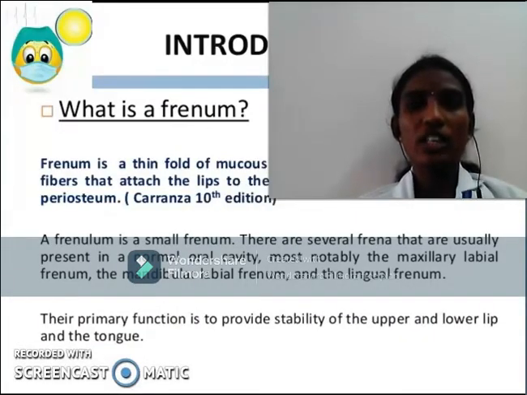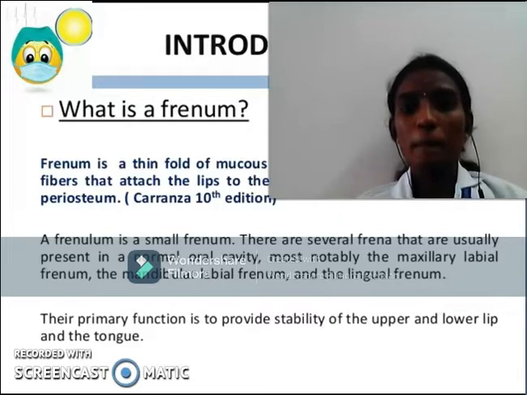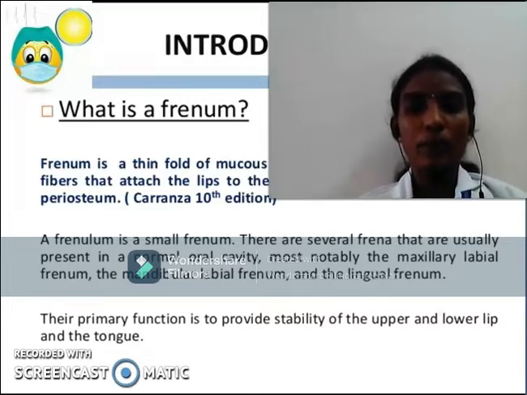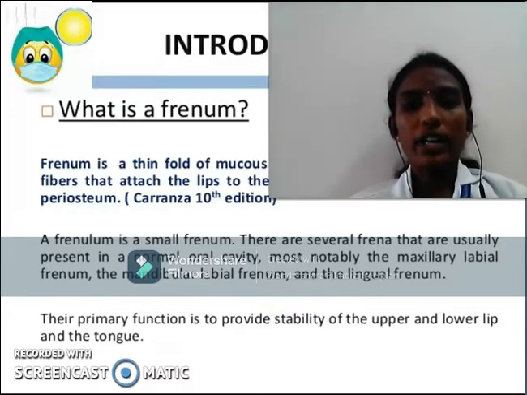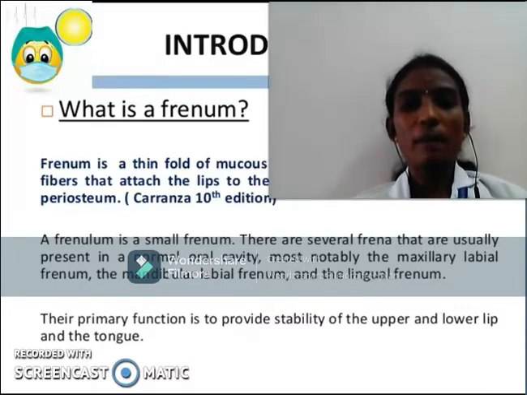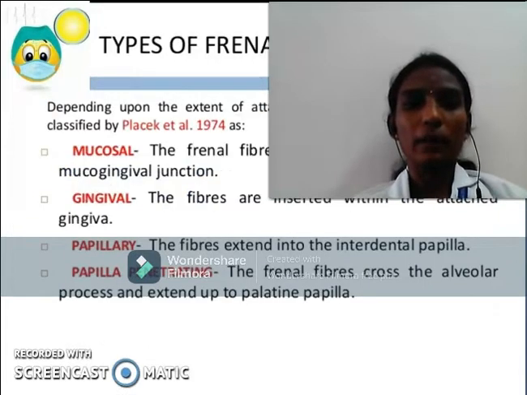What is a frenum? A frenum is a fold of mucous membrane with enclosed muscle fibers, attached from the lip to the alveolar mucosa and periosteum. A frenulum is a small frenum. Several frena are usually present in the normal oral cavity, the most noticeable being the maxillary labial frenum, the mandibular labial frenum and the lingual frenum. Their primary function is to provide stability to the upper and lower lip and the tongue.